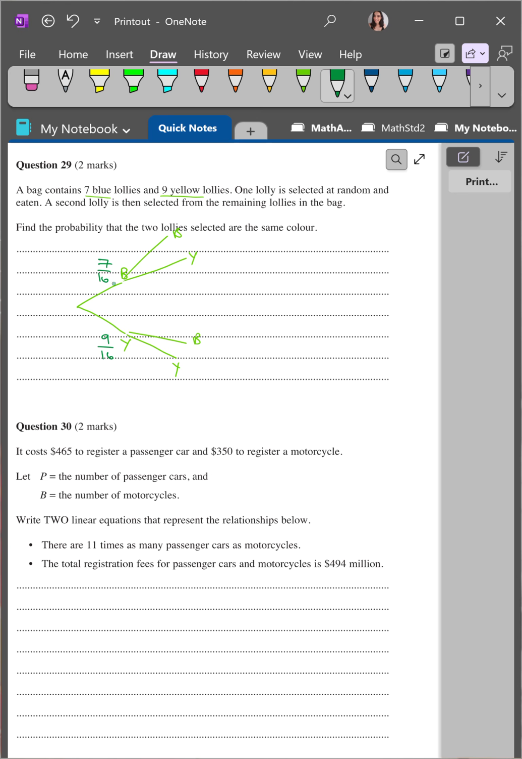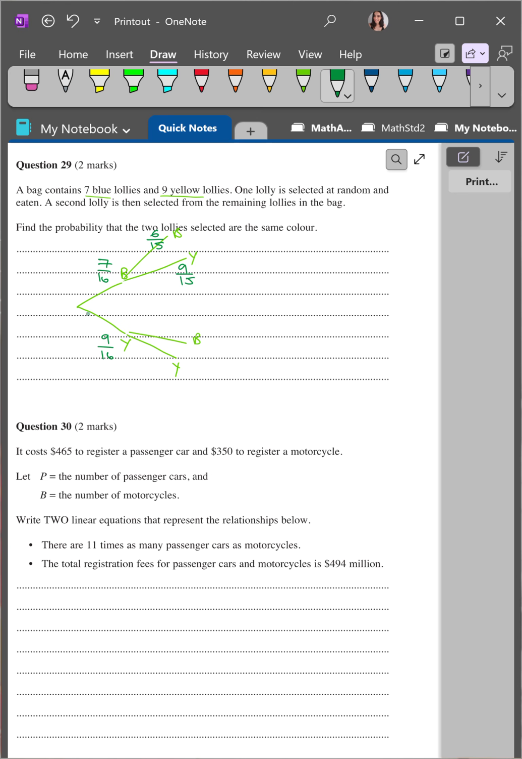Now, if we go to this branch here, this top one, the previous selection was blue, so there's 1 less blue lolly in the bag. Therefore, the probability of picking blue and then blue here is 6 out of 15. There's 6 blue lollies left and there's 15 left in the bag in total. Now for yellow, we never picked out any yellows in the first draw for this branch because we picked out blue. So there's 9 yellow lollies left, but there's still only 15 in total.